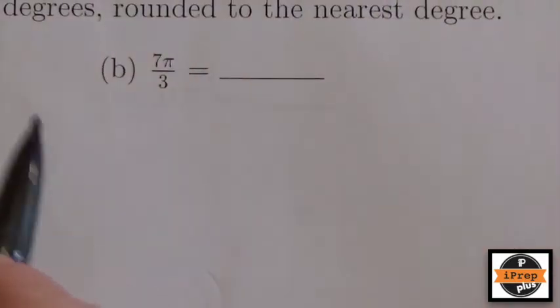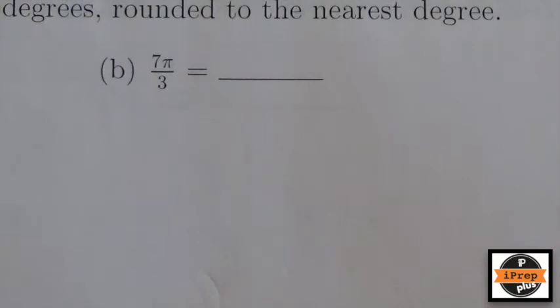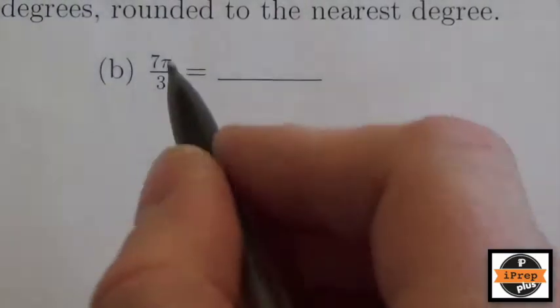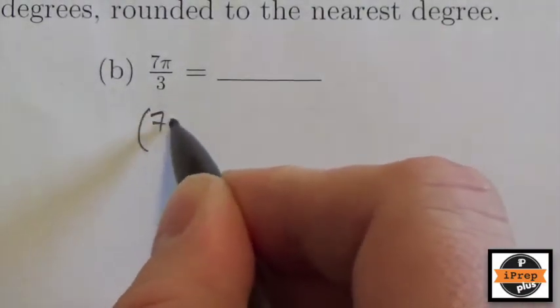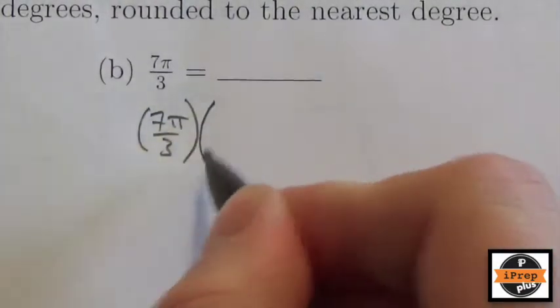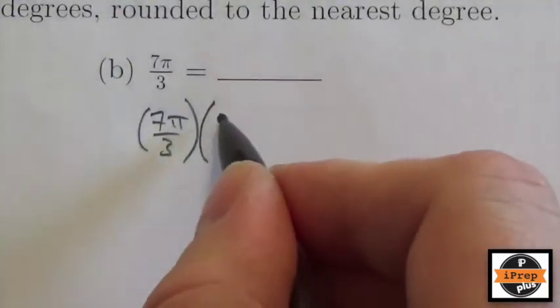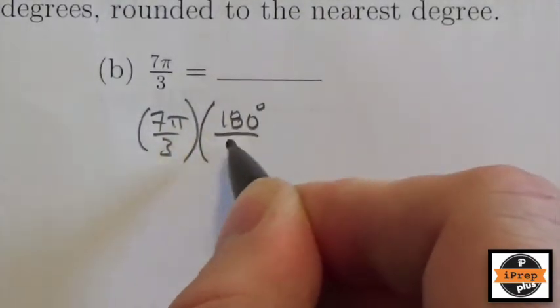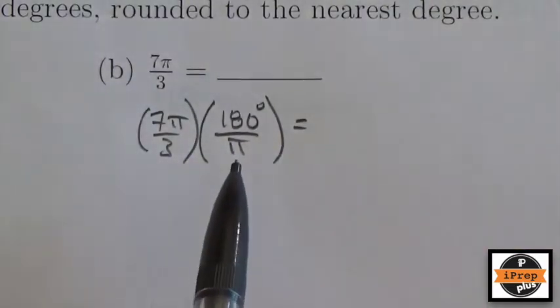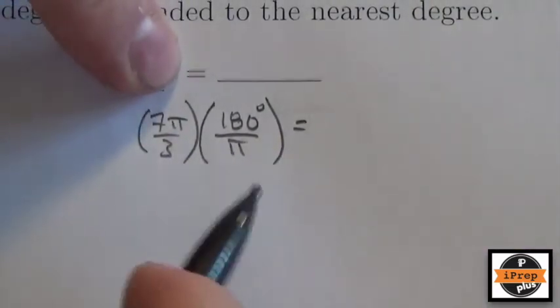Okay, let's do the same thing over here with part B. 7 pi over 3. Now this one's actually a little easier to work with. And I'm going to, again, do this in 2 different ways here. First of all, we're going to do this with the conversion factor. So again, I'm going to multiply by 180 degrees over pi radians. Now, in this case, we can actually do this a little bit quicker even.